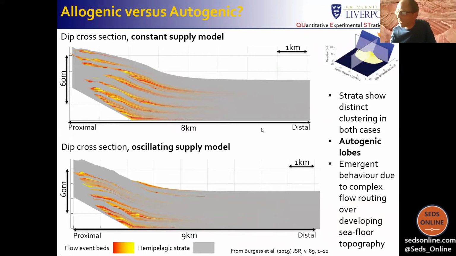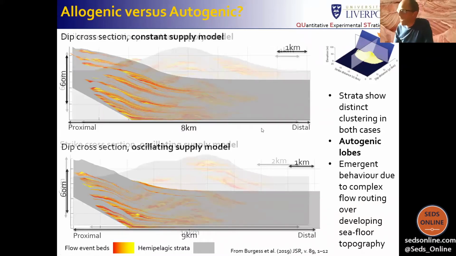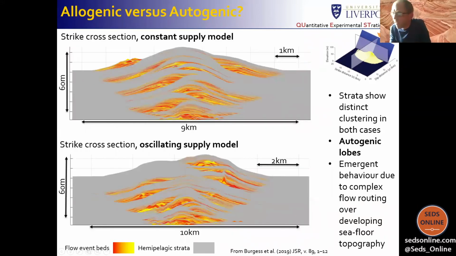What about in strike sections? This is where I think it's really apparent. What we see in both models is clustering of the flow deposits, right? So there's one cluster, what you might argue is a lobe, there's another cluster, and so on through the strike. And it gets more pronounced as the topography being produced by the model grows. As we produce more topography on the basin floor, that has more and more control on the flow routing, and this construction of discrete lobe units becomes more and more pronounced.